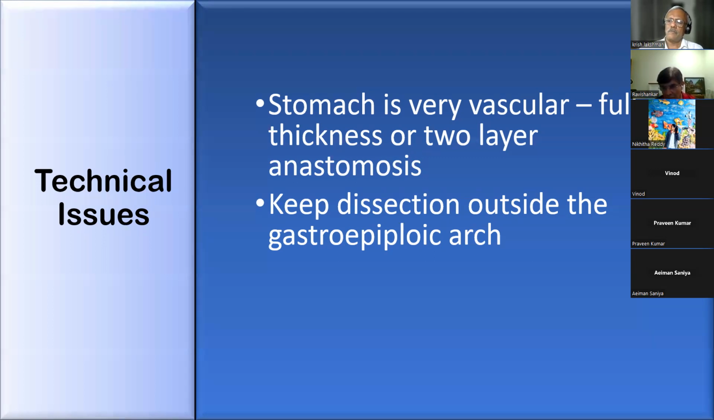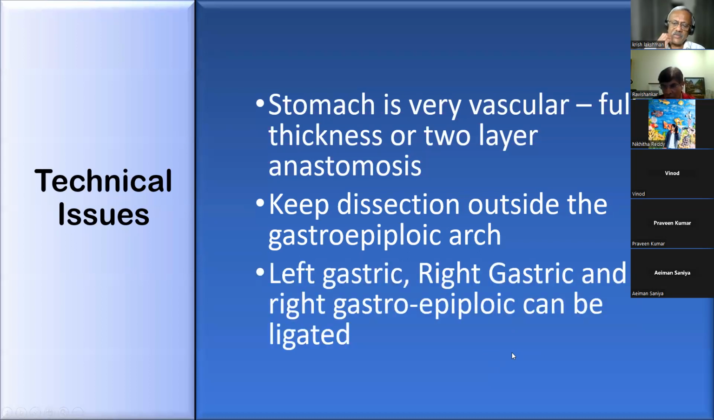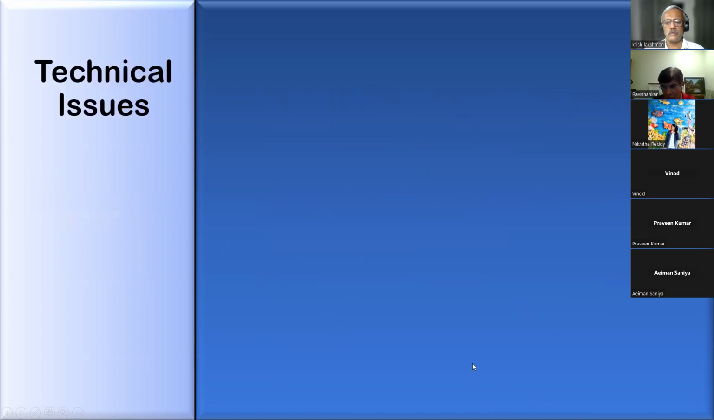And so the only thing that keeps the distal part of the stomach perfused are the right gastric and the right gastroepiploic. So you have to keep the dissection outside the gastroepiploic arch whenever you are retaining the stomach in that particular segment. As I said, all the major arteries that we know of the stomach can be taken when you're doing a resection, and still you can have a remnant of the stomach that will survive and the anastomosis will heal well. That is not an issue as far as the stomach is concerned.